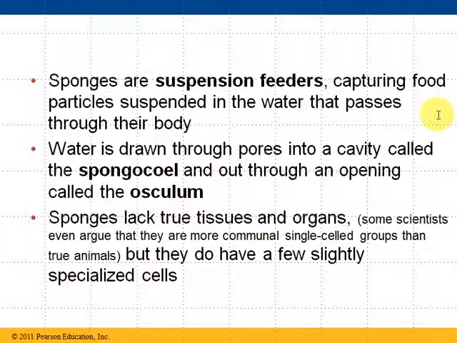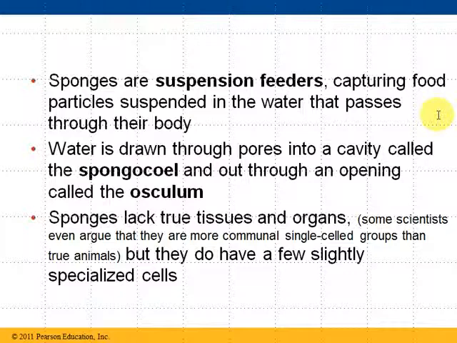They lack true tissues, they have no organs whatsoever. As a matter of fact, they are so simplistic that some scientists even argue that they are more communal single-celled groups than true animals, because they have almost no specialized tissue or material whatsoever. They're just a conglomeration of cells that kind of work together, but they do have a few slightly specialized cells so that not every single one of their cells is exactly alike.